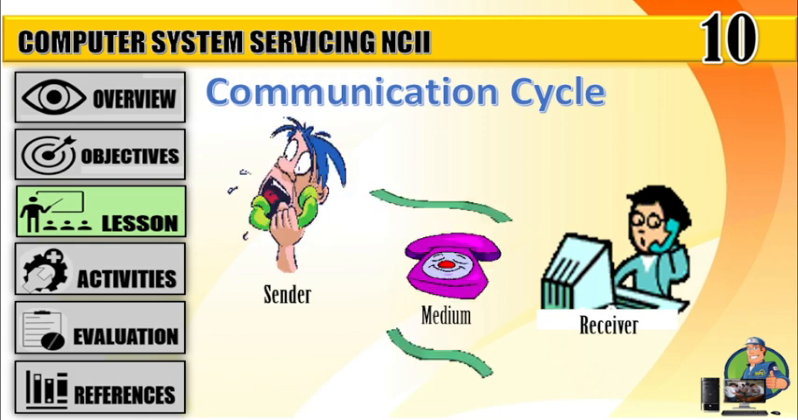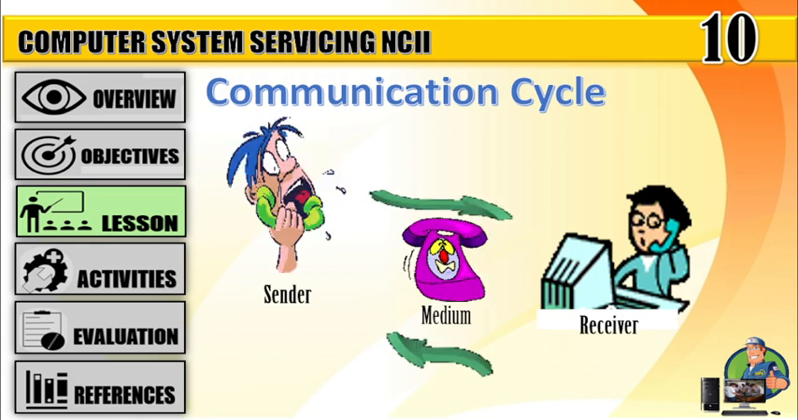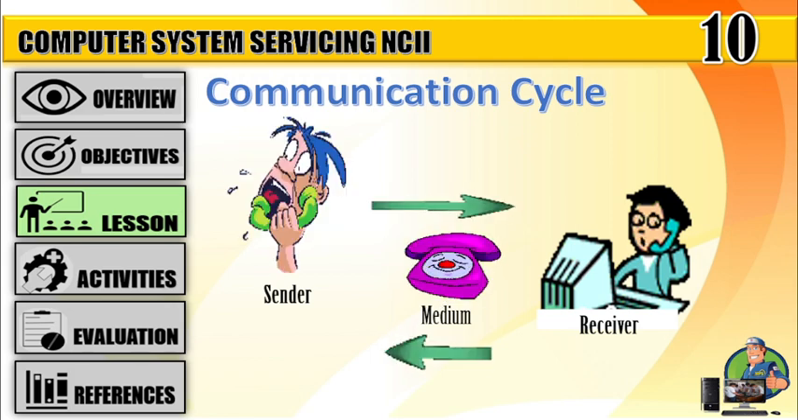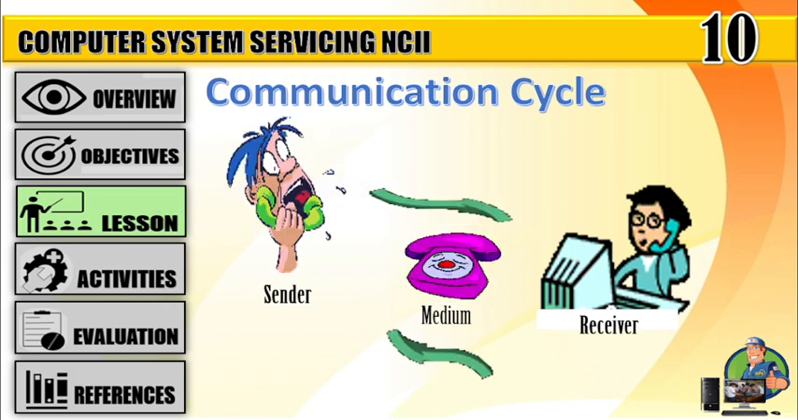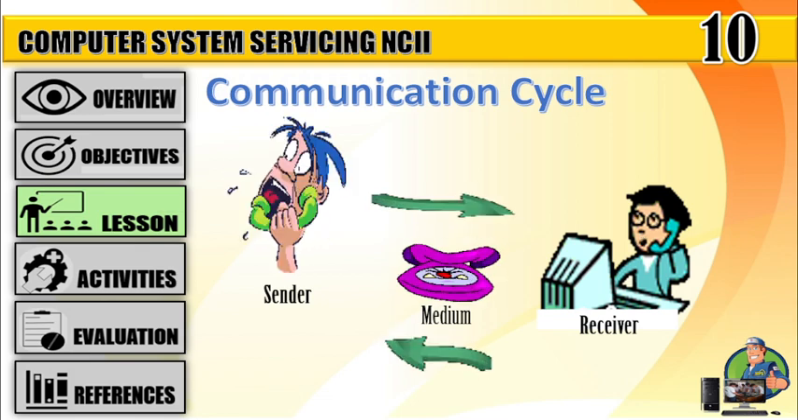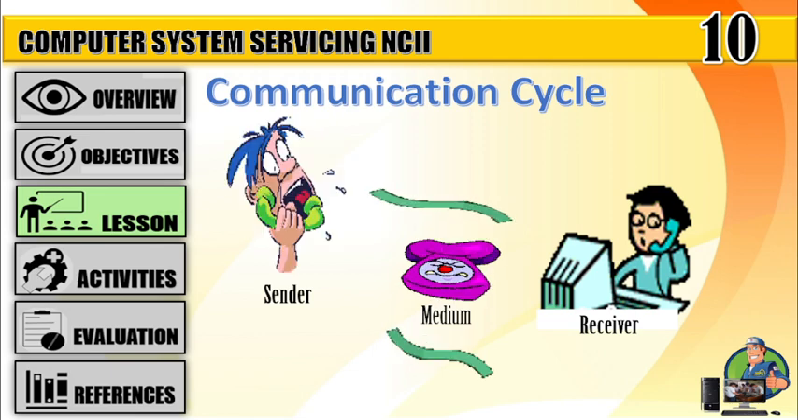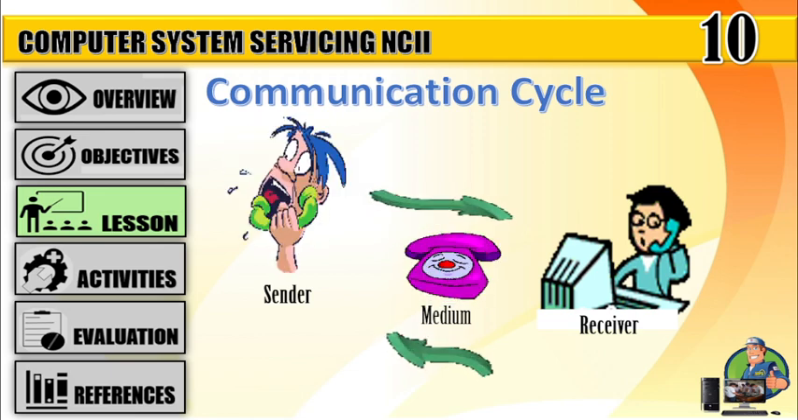The success of the communication process depends on the effectiveness of the sender encoding the message, the medium transmitting it, and the receiver decoding it accurately. The process is not complete until the receiver provides feedback to the sender, which helps to ensure the message was received and understood as intended.